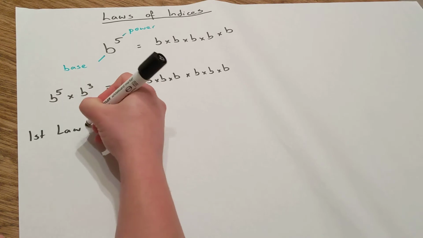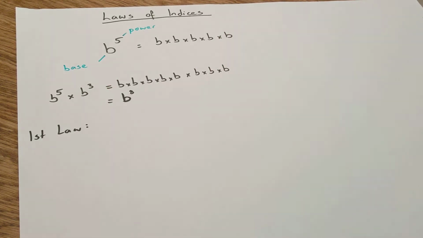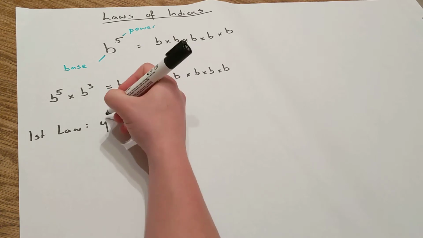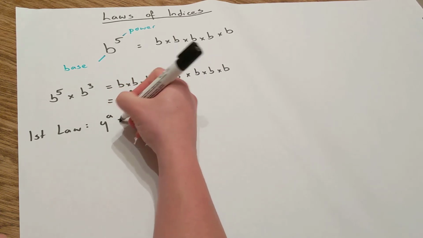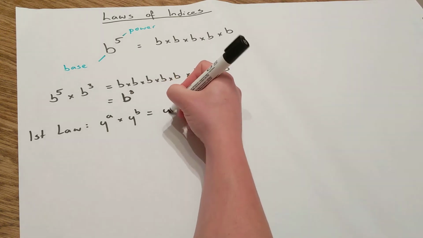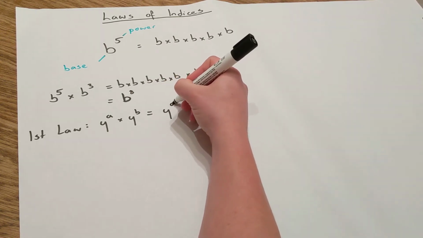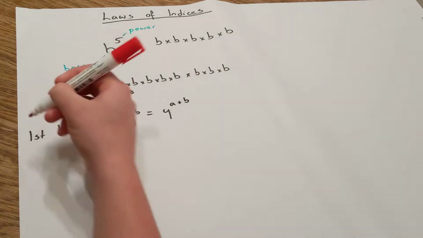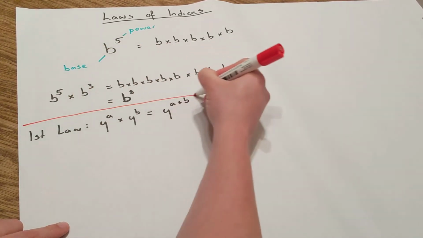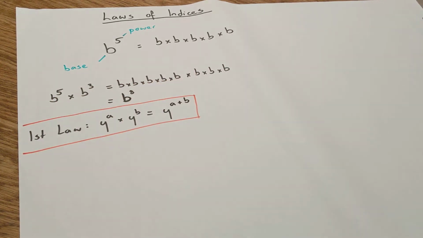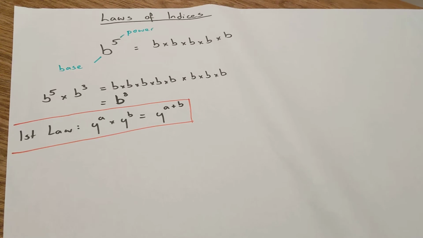So that is our first law. So our first law is that, let's call it, I'll say y to the power of a times y to the power of b equals y to the power of a plus b. Okay? That there is our first law. We'll do some examples of it at the end.